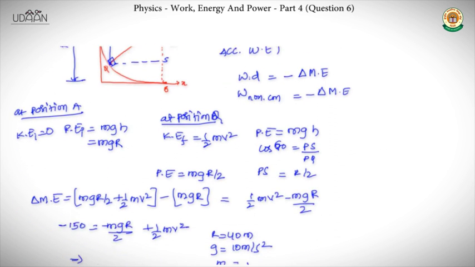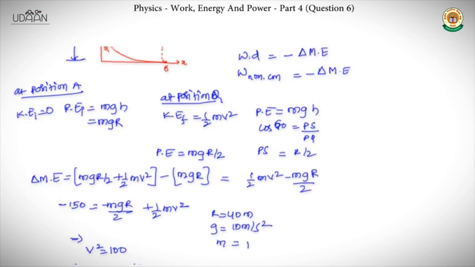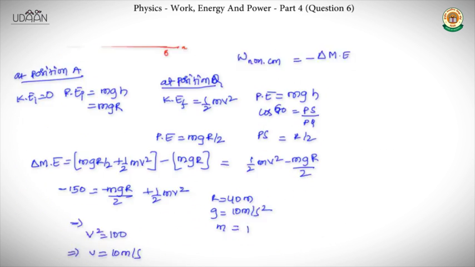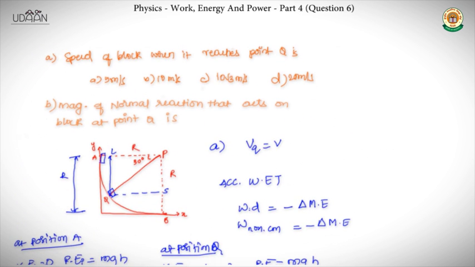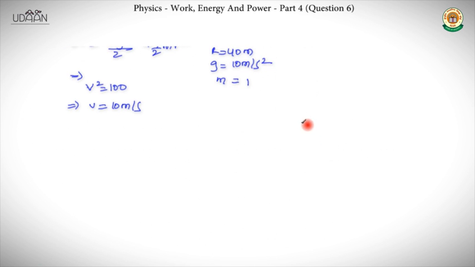By the work energy theorem, we got the velocity at point Q is equal to 10 meters per second. Now let us go to question B. Here we have to find the magnitude of the normal reaction that acts on the block at point Q. For this, when we get this sort of question, what we do is draw a free body diagram.